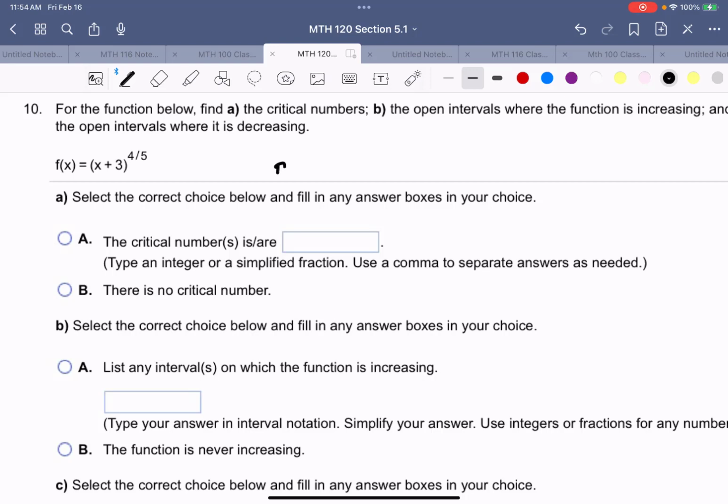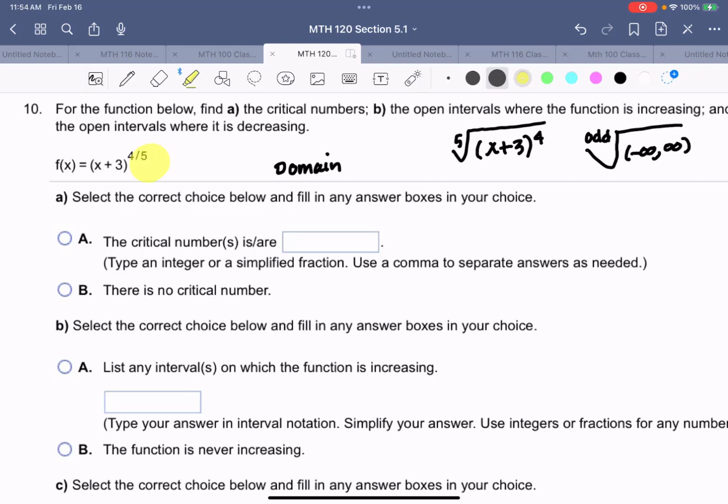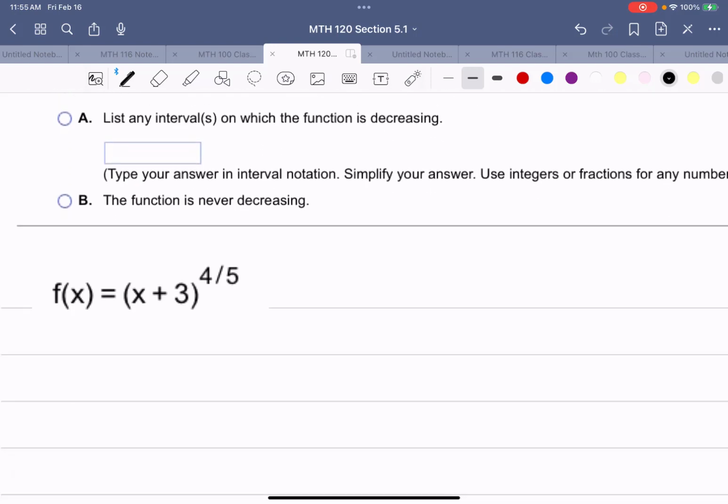Now, since this function is an odd root, just as a reminder, this means the 5th root of (x plus 3) to the 4th power. And you can take an odd root of both positives and negatives. So this is anything from negative infinity to positive infinity if it's an odd root. Now, if it's an even root like a square root, you can't take the square root of a negative, but this is an odd. So since our root's an odd, that denominator of the exponent, there are no restrictions on the original domain of this function. Let's see what happens when we take the derivative, though.